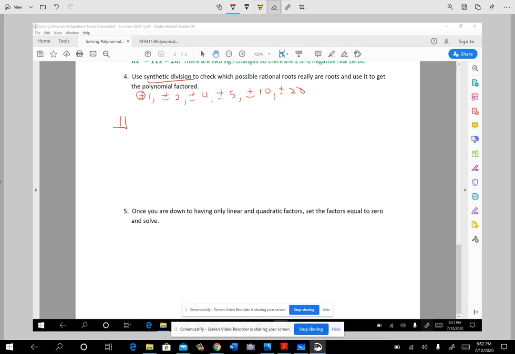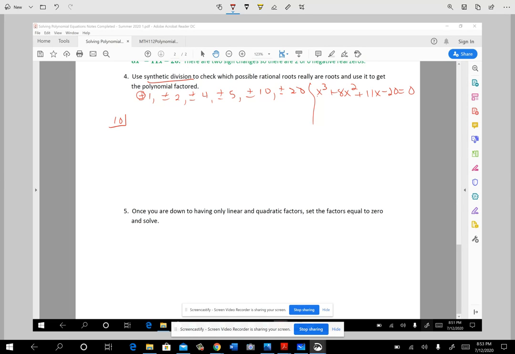Actually, let me do something, just pick one out of the middle, so you can see. Let me pick 10. I want to see if 10 is a solution to that equation. Now remember the equation, let me write it again so you can see it, was x to the third plus 8x squared plus 11x minus 20 equals 0. That's what we're trying to solve, remember.